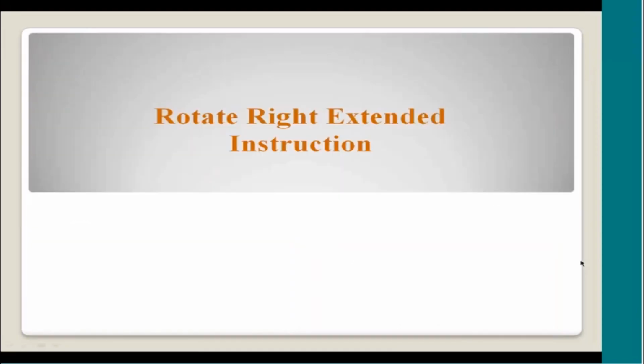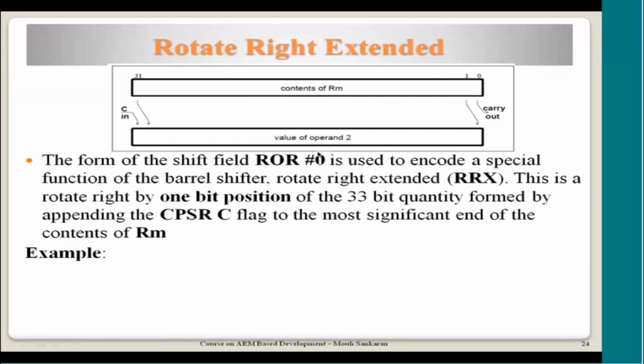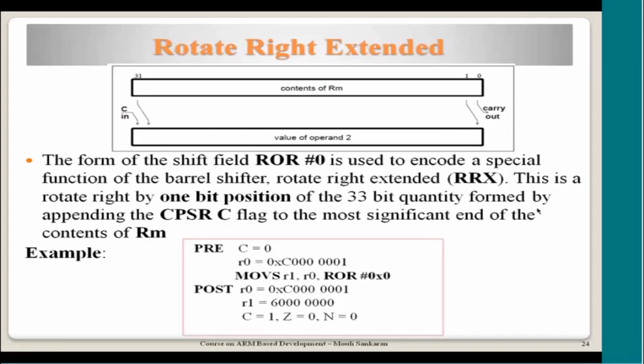Now again, in ROR, you can mention 0 to say that you don't want any rotation at all. But ARM interprets this as a separate instruction. It's a unique instruction which is called rotate right extended. It is the same as LSR, ASR, and ROR. For all of these instructions, a 0 is interpreted as a separate instruction. So what does it do?